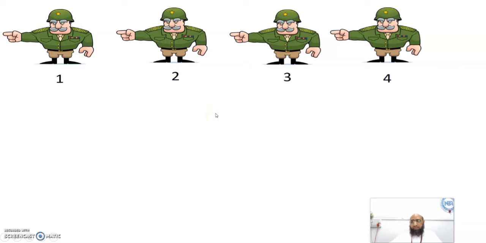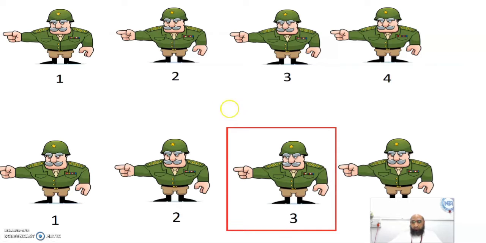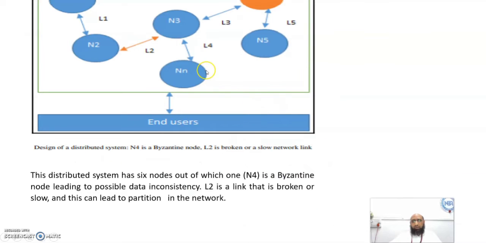But unfortunately, as I have told, a few nodes are honest and a few nodes are malicious. Suppose node 3 is malicious, so he is not going to attack at the same time as decided by all. Or he can tell some other time to node 2 or node 4, then definitely they are going to lose the war. So that is the Byzantine problem. Now we will see how this problem can be solved.